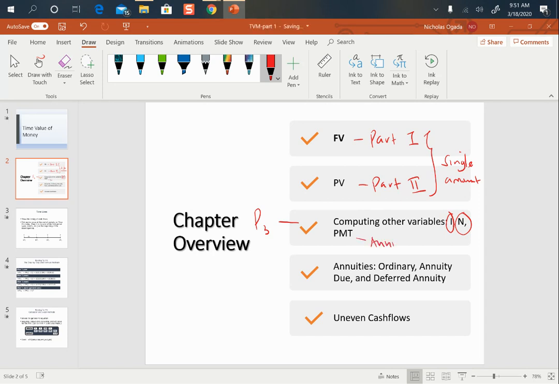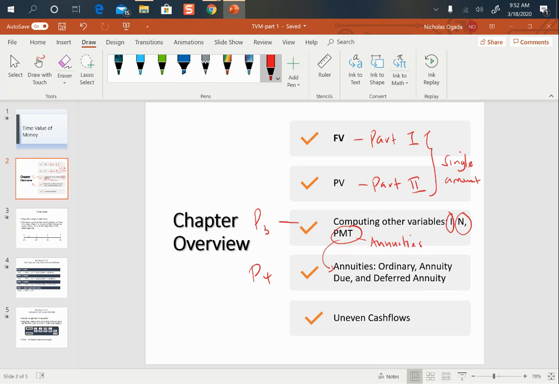So when we are looking at annuities, then we are going to try to bring in this issue. So when we get to that part four, sorry, then we are going to address the PMT later on. But we are going to look at two types of annuities, and that is the ordinary annuity, annuity due, and also something else called deferred annuity. So those are the three elements that I'll try to touch on.